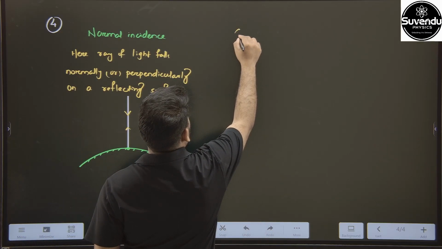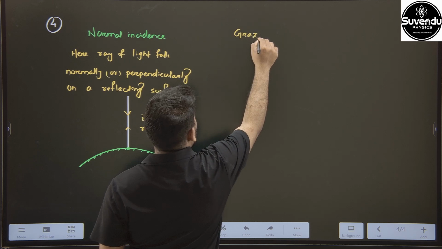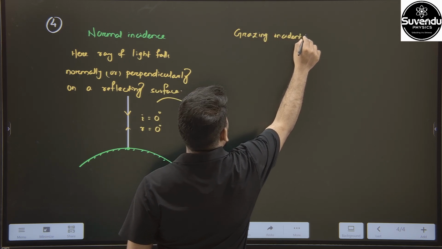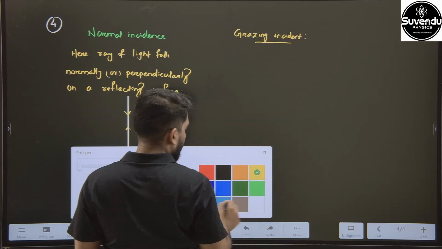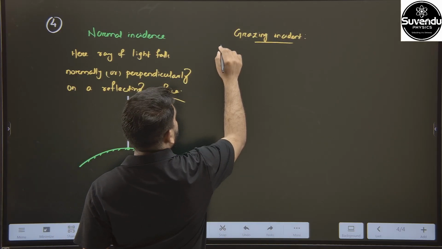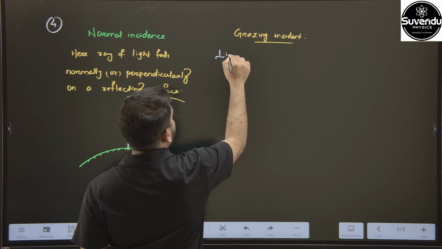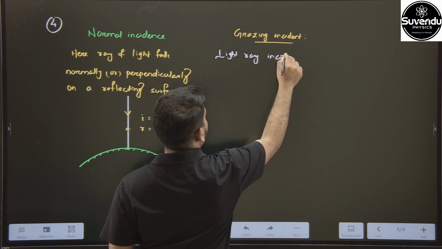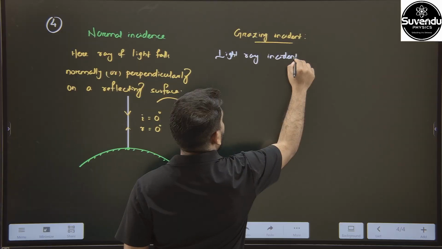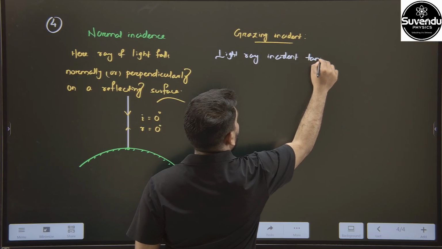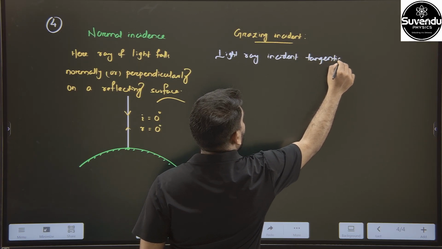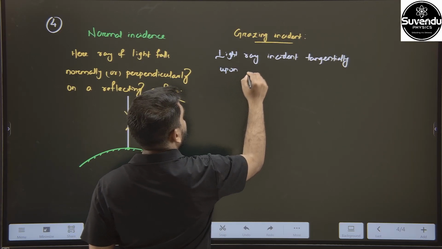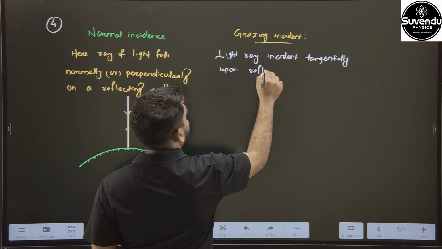Next, what is grazing incidence? देखो, second type is grazing incidence. तो इसमें क्या होगा? लाइट रे इंसिडेंस टेंजेंशियली अपॉन रिफ्लेक्टिंग सरफेस.